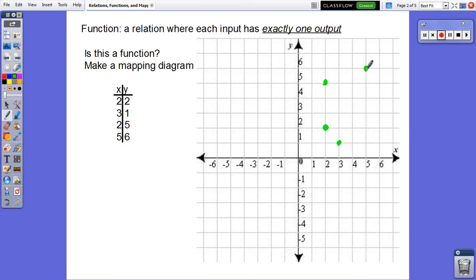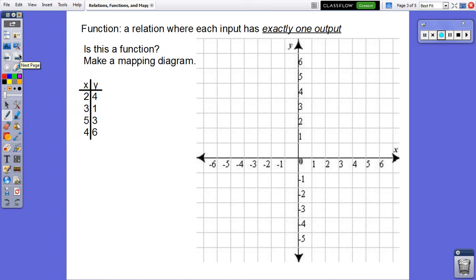Well, this is not a function. And the reason is, right here on the x value of 2, there's 2 outputs for that one input. So when we put in an x value of 2, we could get 2 and we could get 5. There's 2 y values for that one input. So this is not a function.